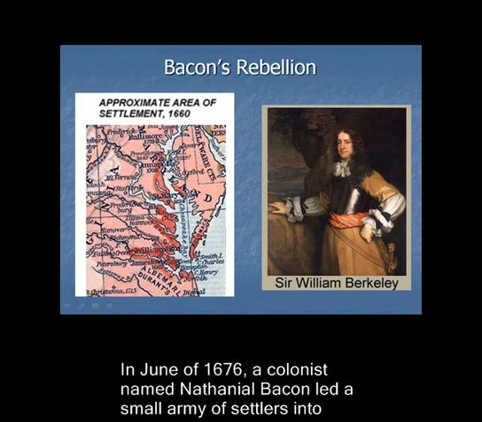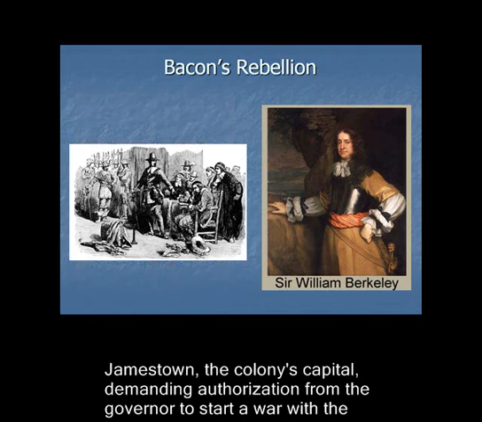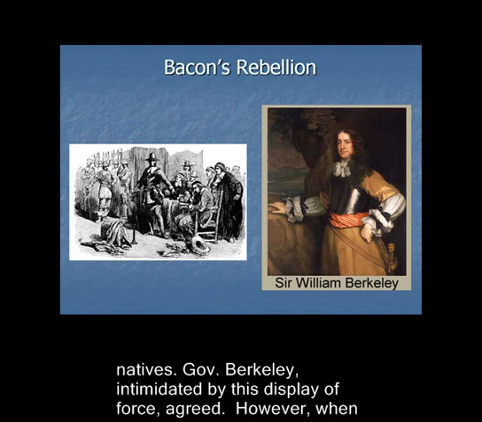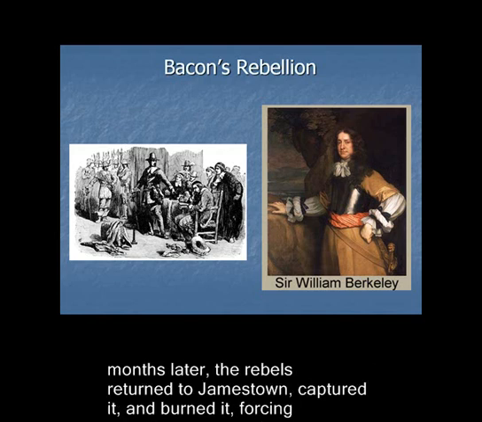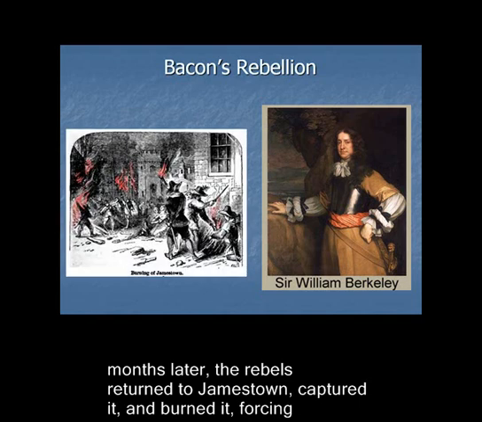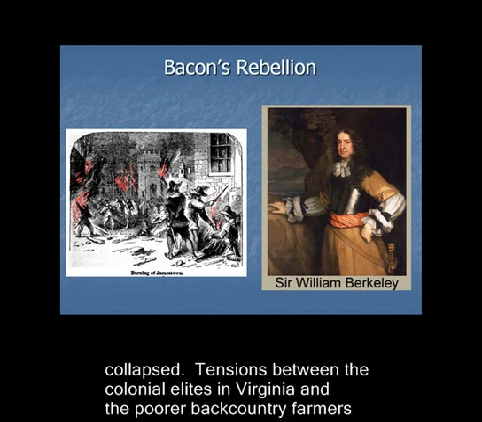In June of 1676, a colonist named Nathaniel Bacon led a small army of settlers into Jamestown, the colony's capital, demanding authorization from the governor to start a war with the natives. Governor Barclay, intimidated by this display of force, agreed. However, when Bacon and his army marched away, Barclay changed his mind and declared him a rebel. 3 months later, the rebels returned to Jamestown, captured it, and burned it, forcing Barclay to flee. Soon thereafter, Bacon died of dysentery, and the rebellion collapsed.